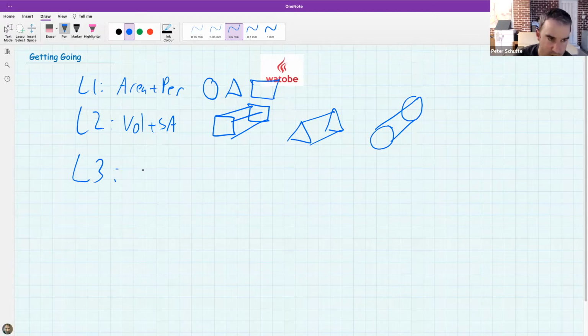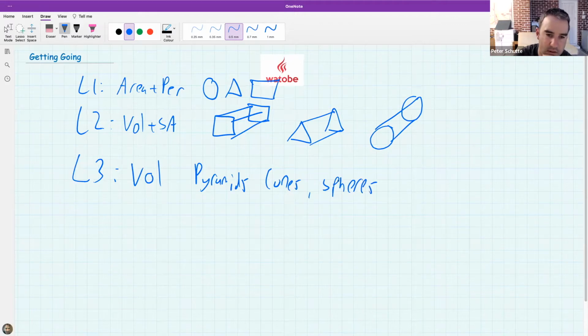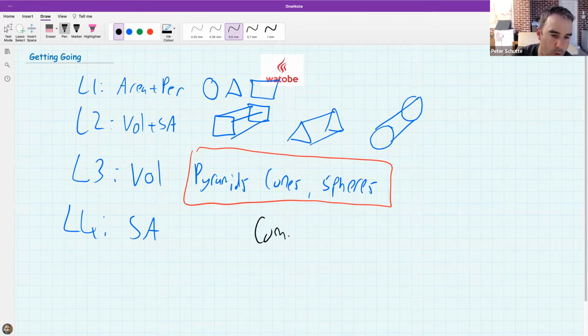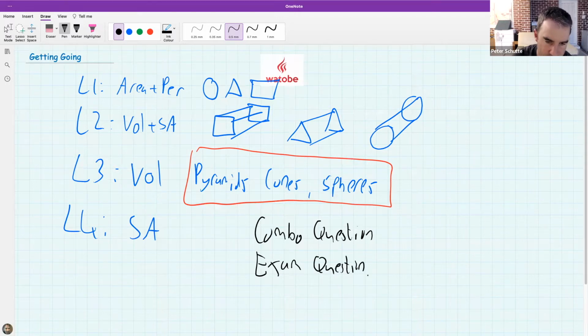Lesson three was all about the volume of pyramids, cones, and spheres. And so what we're going to do today is talk about the surface area of these shapes. And then also we're going to add some combo questions where we start to combine the shapes together, and possibly some old exam questions too. So that's the rough plan.